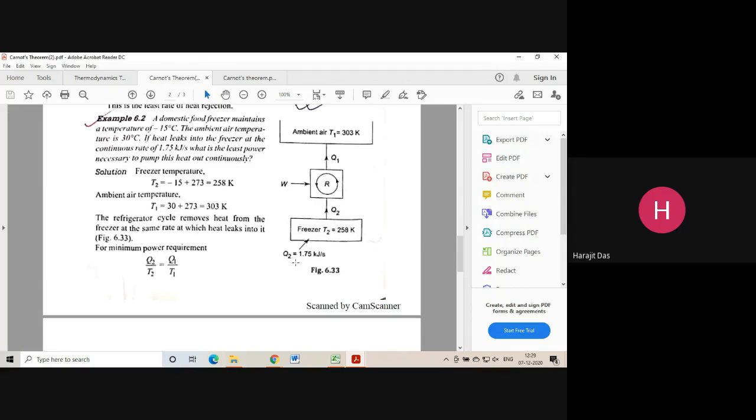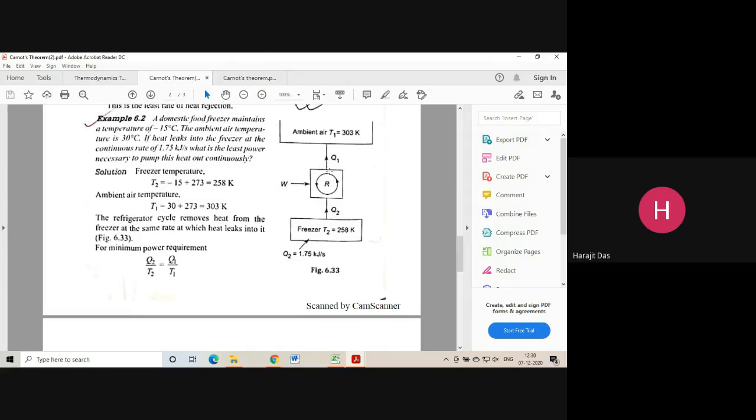Okay, so Q2 is given, so we need to find out Q1, isn't it? So what is the least power necessary to pump this heat out continuously? Means we need to find out the power by which this Q2 amount of heat has to be pumped out from this chamber, otherwise this Q2 amount of heat keeps entering, so we need to extract that same amount of heat with the expenditure of this work. This will be found out only when the Q1 amount of heat is known, because Q2 is already known, this much it is given.